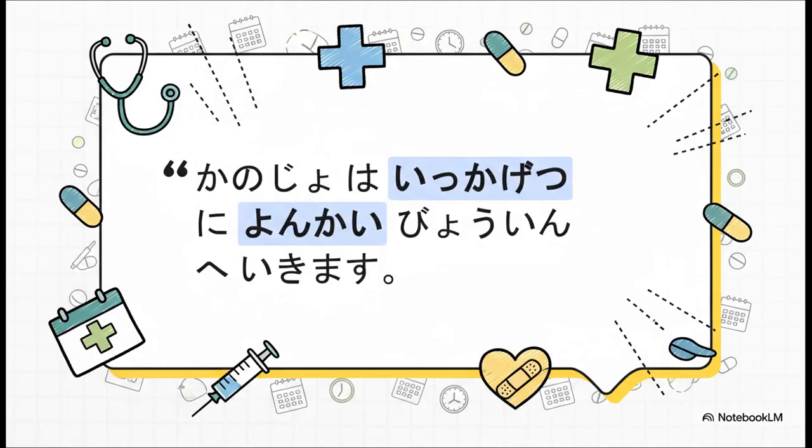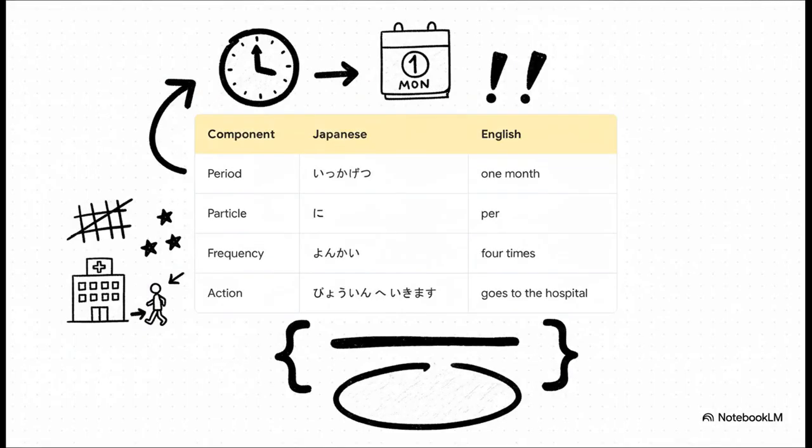All right, one final example to really lock this in. She goes to the hospital 4 times a month. By now, you should be able to pretty much predict exactly how this sentence is put together. And breaking it down one last time, what do we see? The exact same pattern. The period, ikkagetsu, 1 month. Our particle, ni. The frequency, yonkai, 4 times. And then the action. The main thing to remember here is that this period plus ni plus frequency formula is your reliable tool for this kind of thing, no matter what you're talking about.